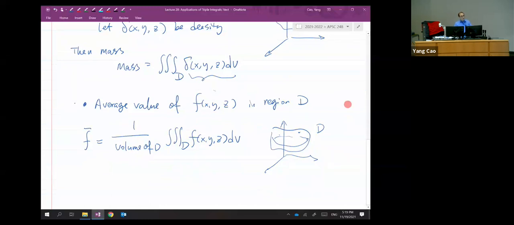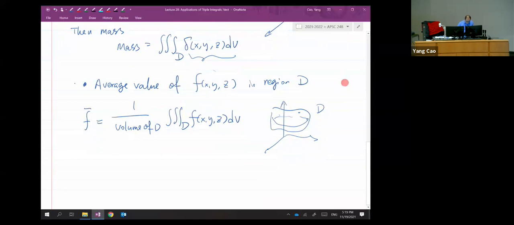For example, function f may represent a temperature. If you have a classroom here, this is region D, and at each location within the classroom you have a temperature. So what would be the average temperature within this classroom? Essentially, you use this formula to calculate the average value.